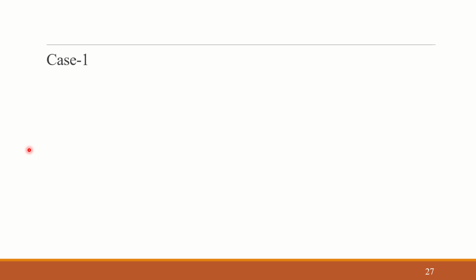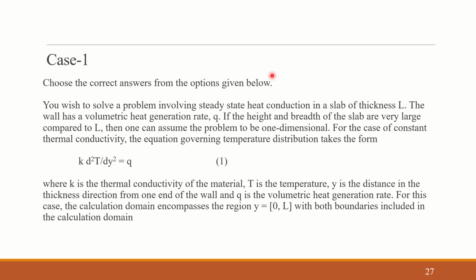So first one, the case, we'll read the case first. Choose the correct answers from the options below for this particular case. You wish to solve a problem involving steady state heat conduction in a slab of thickness L. The wall has volumetric heat generation rate Q. If height and breadth of the slab are very large compared to L, then one can assume the problem to be one-dimensional. For the case of constant thermal conductivity, the equation governing temperature distribution takes the form K into d square T by dy square equal to Q. K is the thermal conductivity, T is the temperature, Y is the distance in the thickness direction from the end of the wall, and Q is the volumetric heat generation rate. For this case, the calculation domain encompasses the region y equal to 0 to L, with both boundaries included in the calculation domain.